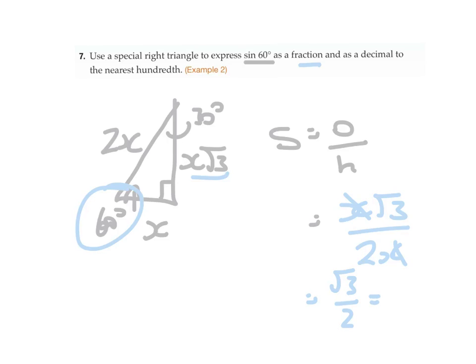So we've got √3 over 2, and that's in its fraction form. And as a decimal, using your calculator, and again to the nearest hundredth, on a calculator it's 0.866, so let's round it to 0.87.